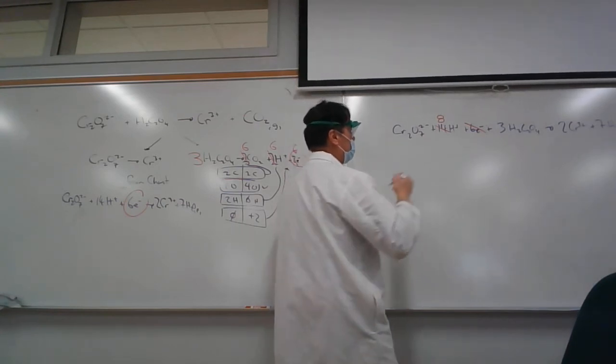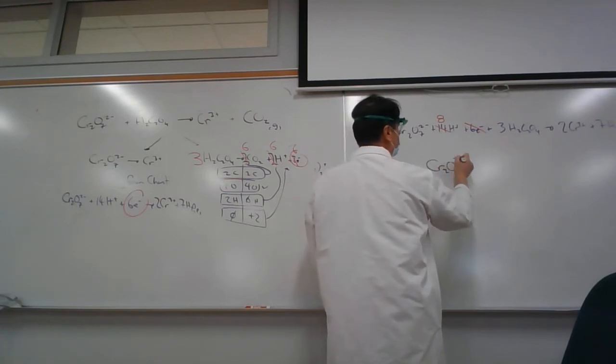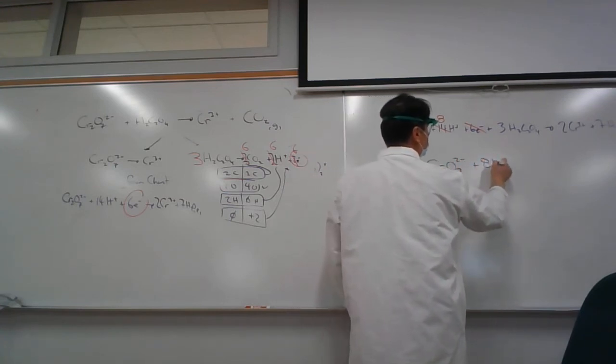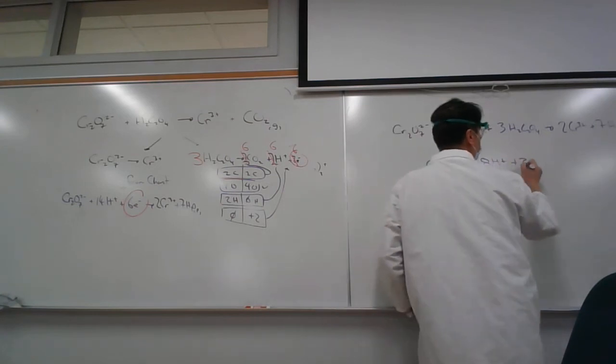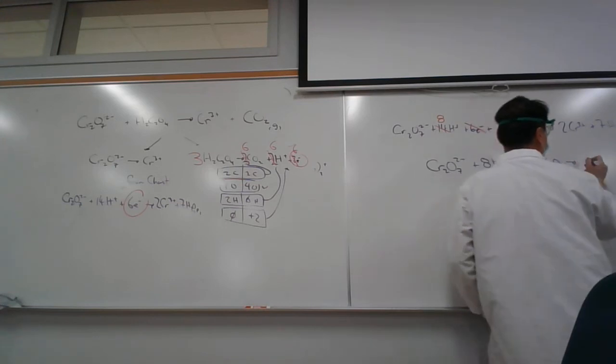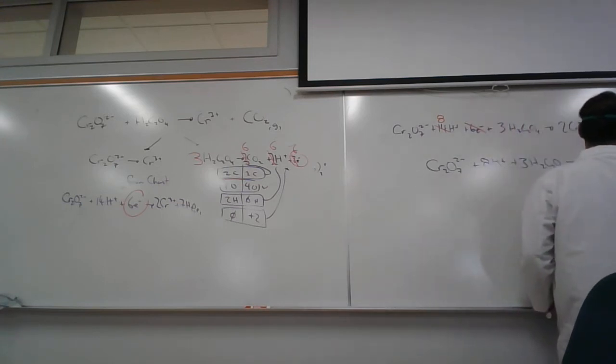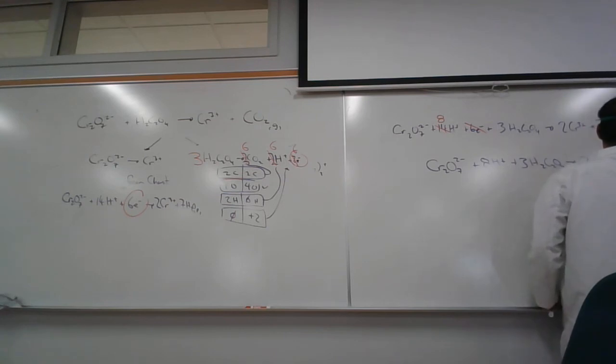And so let's rewrite this. So the net ionic equation will be dichromate plus 8 H plus plus 3 oxalic acids yields 2 chromium 3 plus 7 H2O liquid plus 6 CO2 gas.